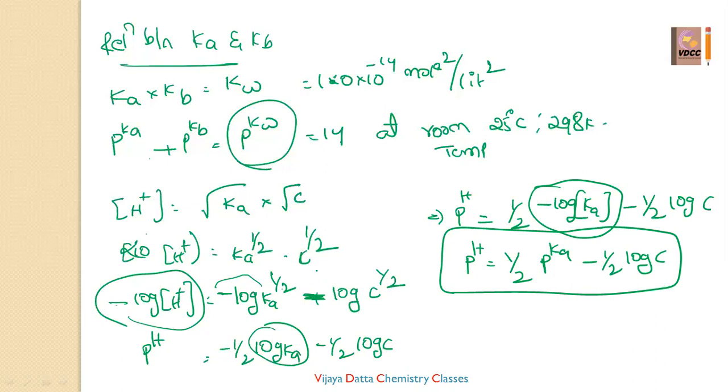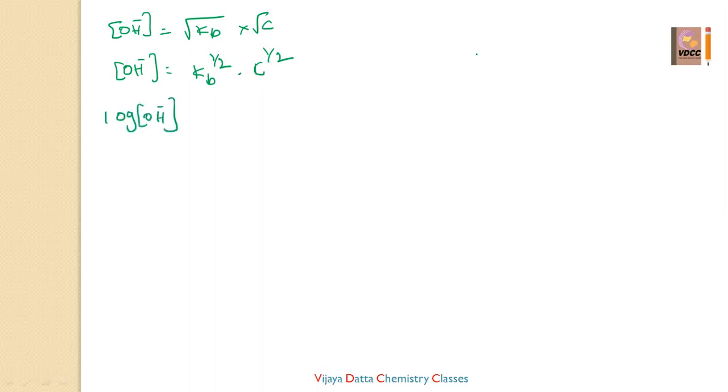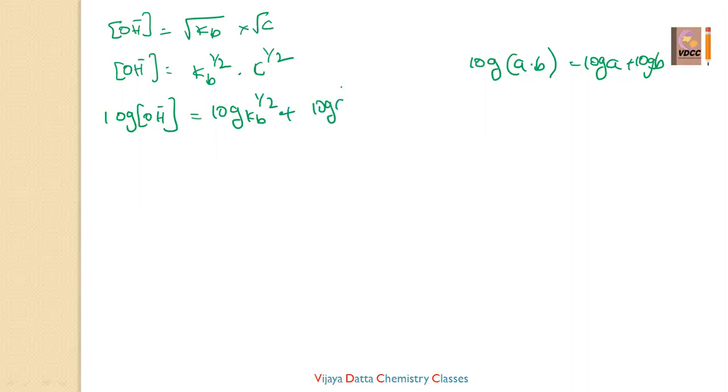Even like this we can calculate for the OH also. Let us see what is the formula for OH. Concentration of OH minus is nothing but root Kb into root C. Again the same, concentration of OH minus equals Kb power 1 by 2 into C power 1 by 2, isn't it? So I want to apply logs, then log OH minus. If you apply log A into B, then it will be log A plus log B. Then I'll get log Kb power 1 by 2 plus log C power 1 by 2.